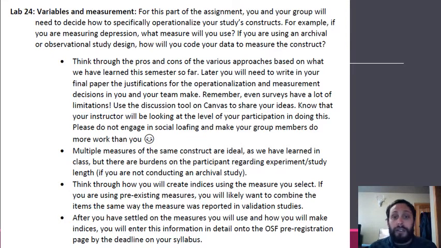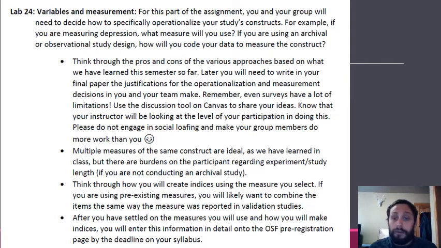For example, one that I use quite frequently is the Center for Epidemiological Studies Depression Scale 10, also known as the CESD-10, in order to measure depression. It has items relating to depression. And so you'll be doing the same thing for whatever you decided.